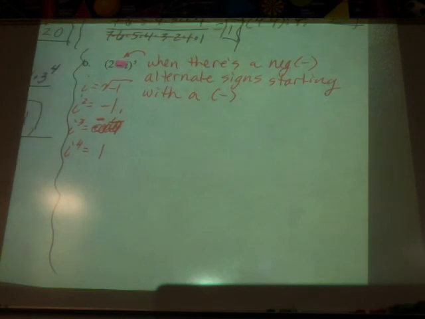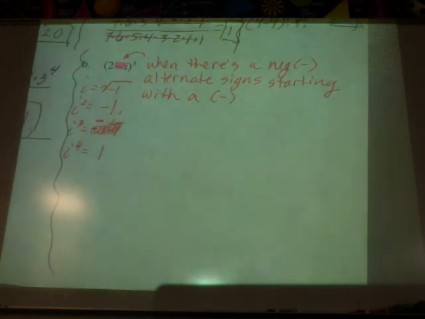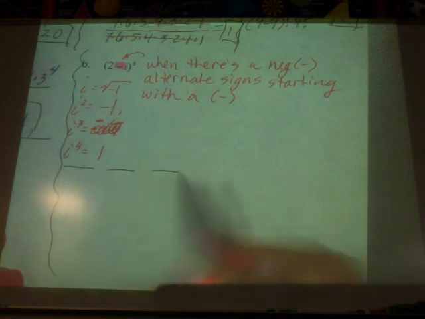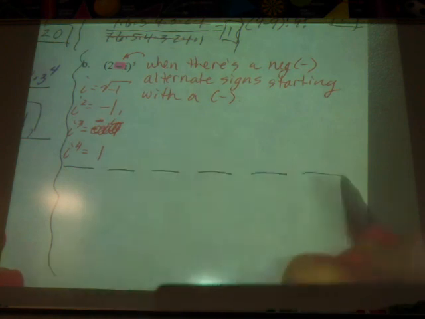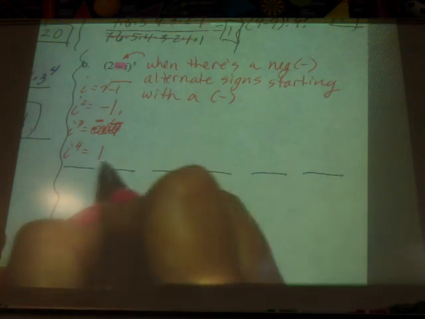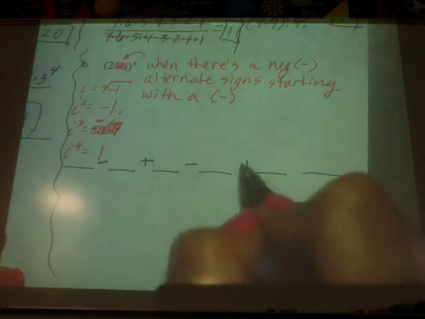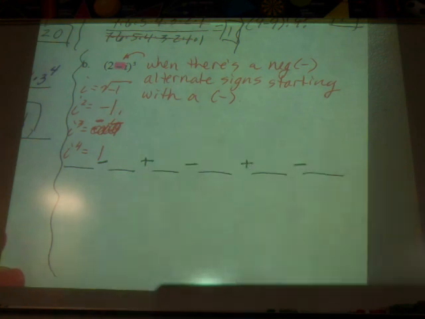All right, so if I'm to the 5th power, how many terms am I going to have? 6. So let's write really small. 1, 2, 3, 4, 5, 6. And we have to alternate signs. So I'm going to put in here in green, I guess, a negative, a positive, a negative, a positive, and a negative.